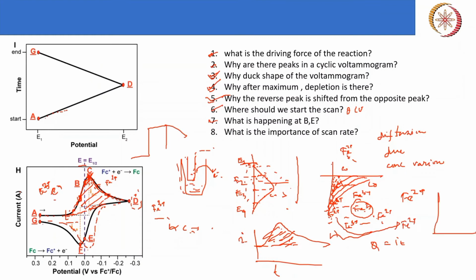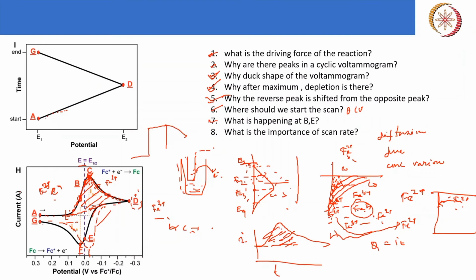When you are doing the reverse process, Fe2+ is there in the bulk solution, and it has to diffuse to the electrode surface. So when it is diffusing, it will take time to reach the electrode surface. For this reason, the peak does not come at the same position of potential; it is shifted.